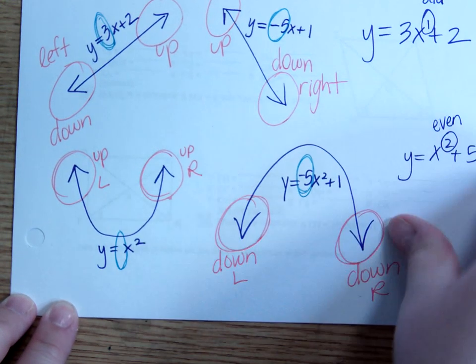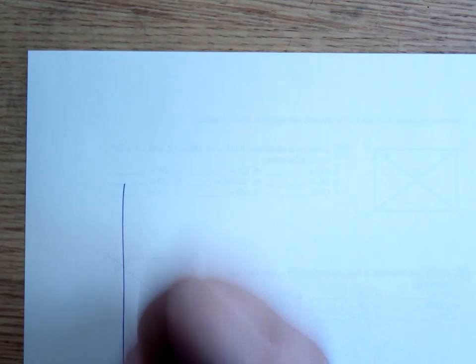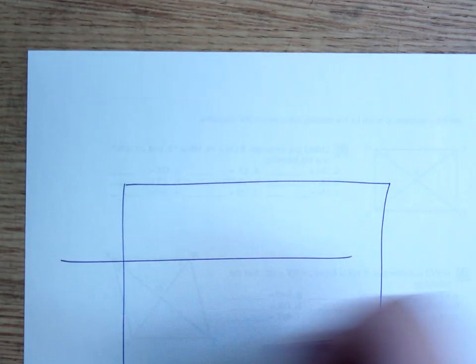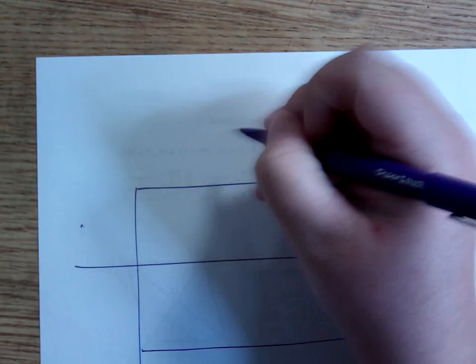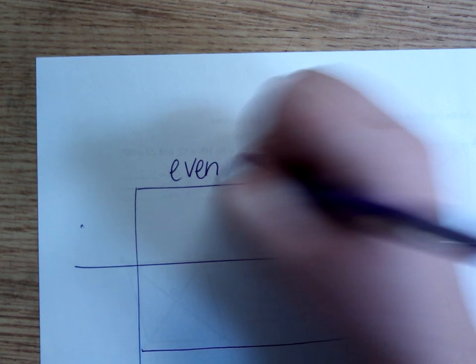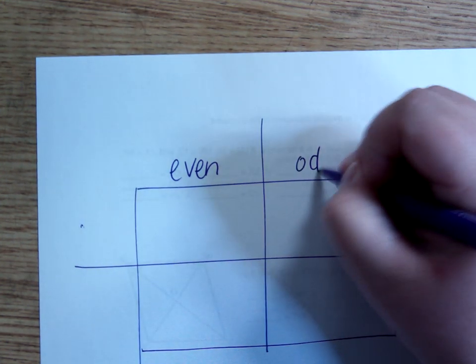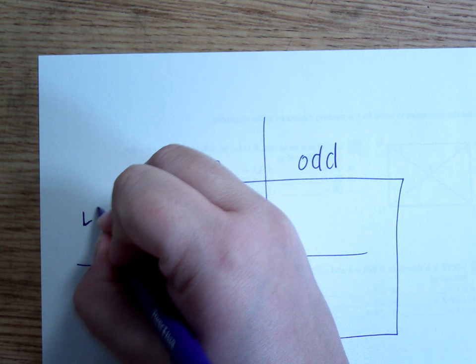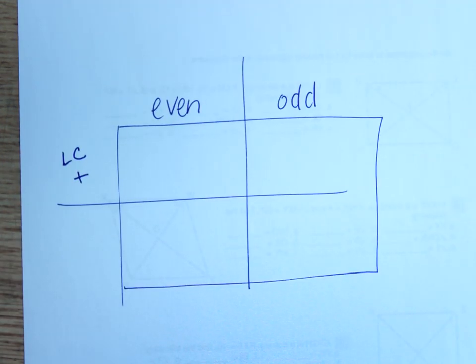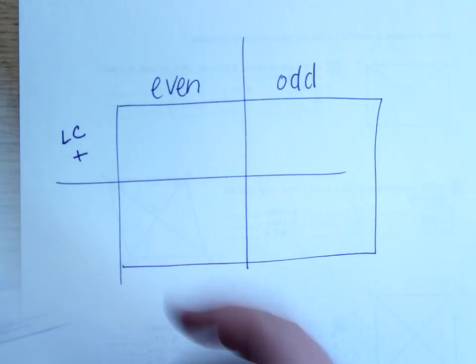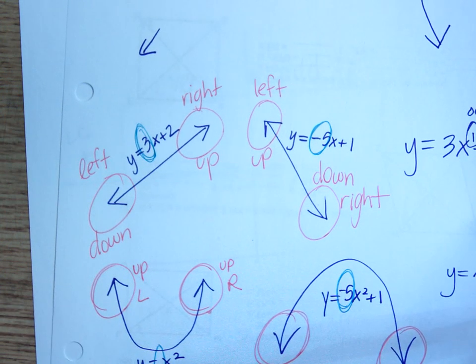Okay, so let's make a little chart of this. So far we have even degree, odd degree. If the leading coefficient is positive, okay, positive leading coefficient, even is like a parabola with a positive leading coefficient. They're both going to open up.